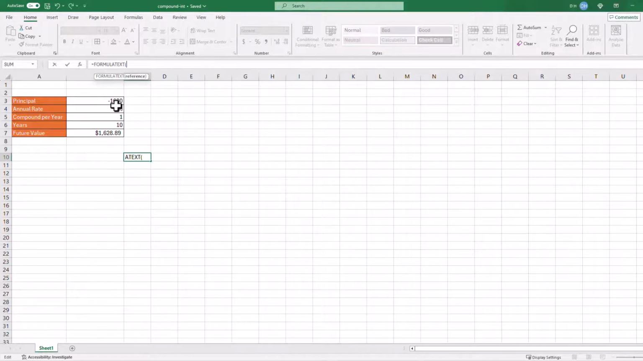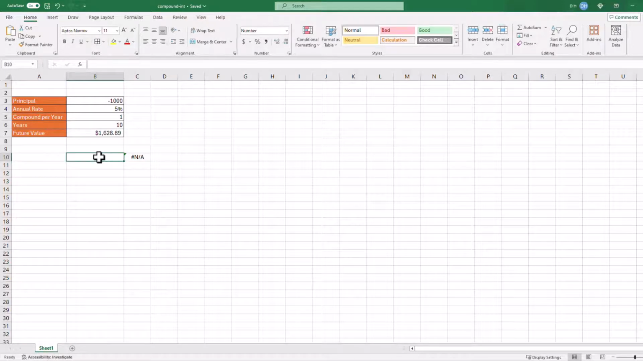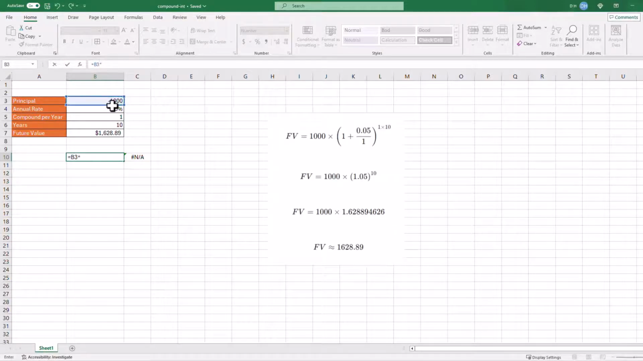It's called formula text. And I'll reference this cell here, press enter. So let's put in our formula. We're going to have our principal, and we're going to multiply that by interest. I'm going to put that open parentheses, 1 plus the 0.05, divided by 1, because 1 indicates the compounding times per year. And in our case, it's only 1.